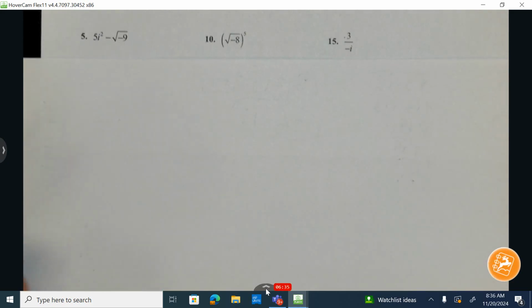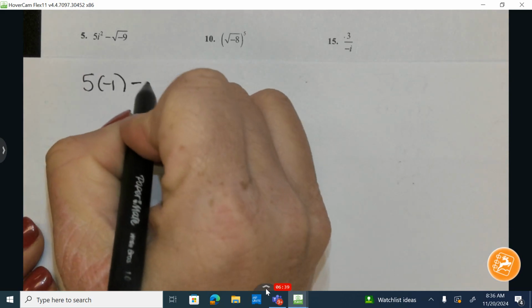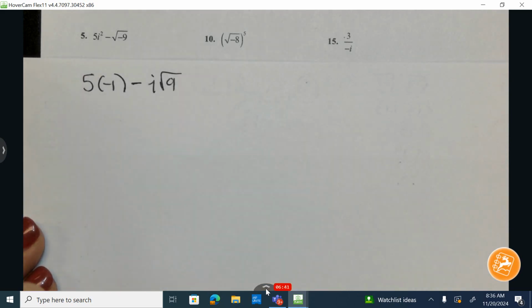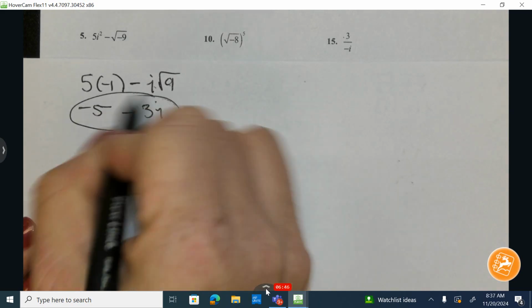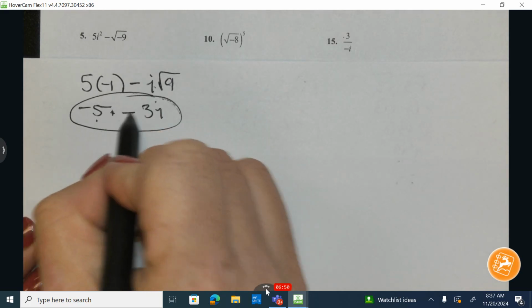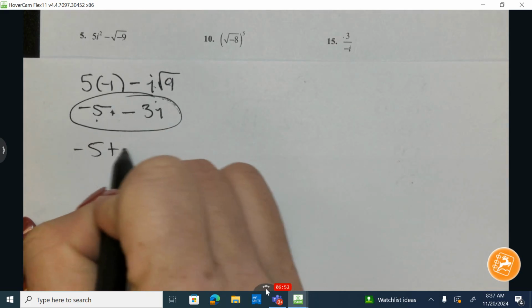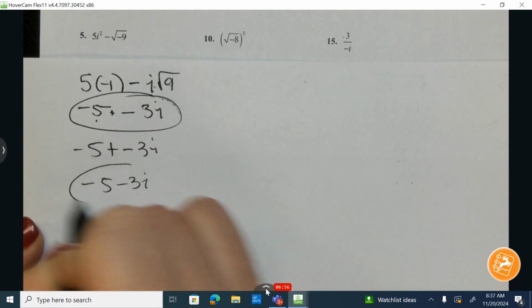Alright, let's look at 5, 10, and 15. i squared is equivalent to negative 1. I can't take the square root of a negative, so the i comes out front. Negative 5 minus 3i, and it's already in the form a plus bi. This is the same as plus bi, right? So negative 5, if you wanted to write it like this, you can, but I know a positive and a negative is the same thing as a negative.